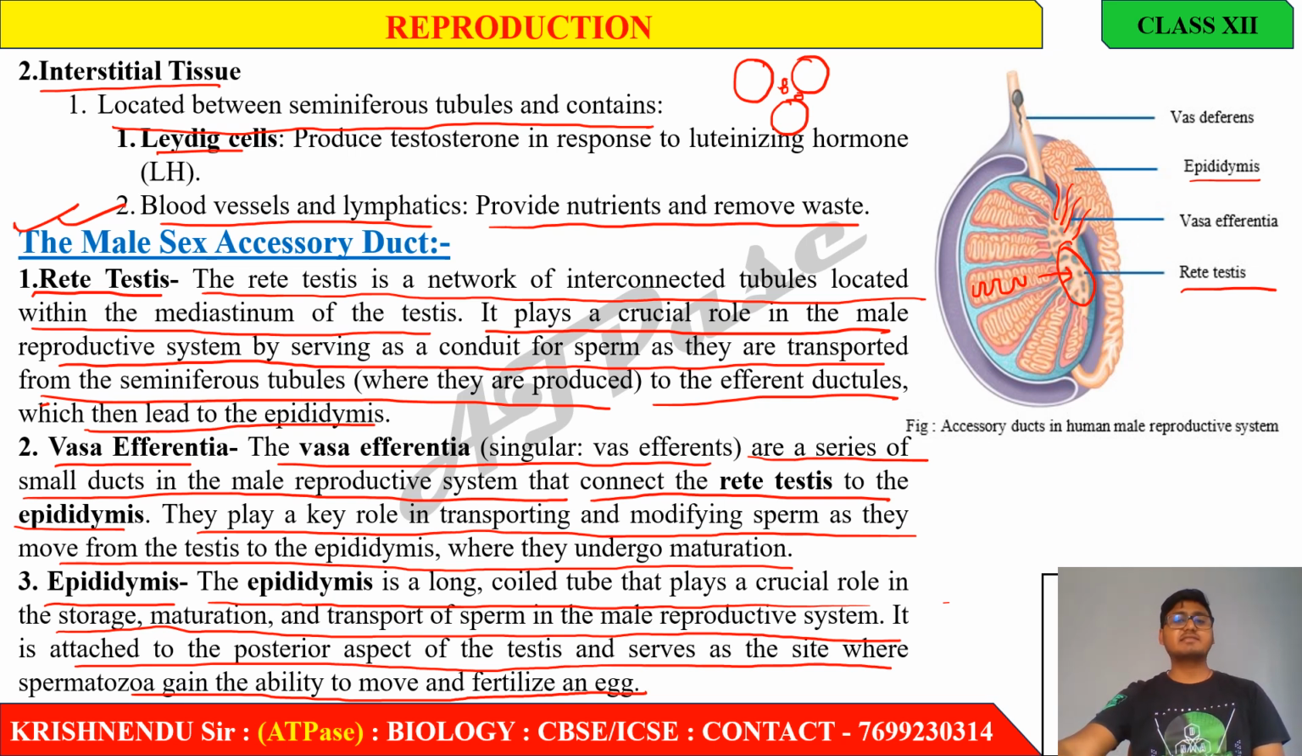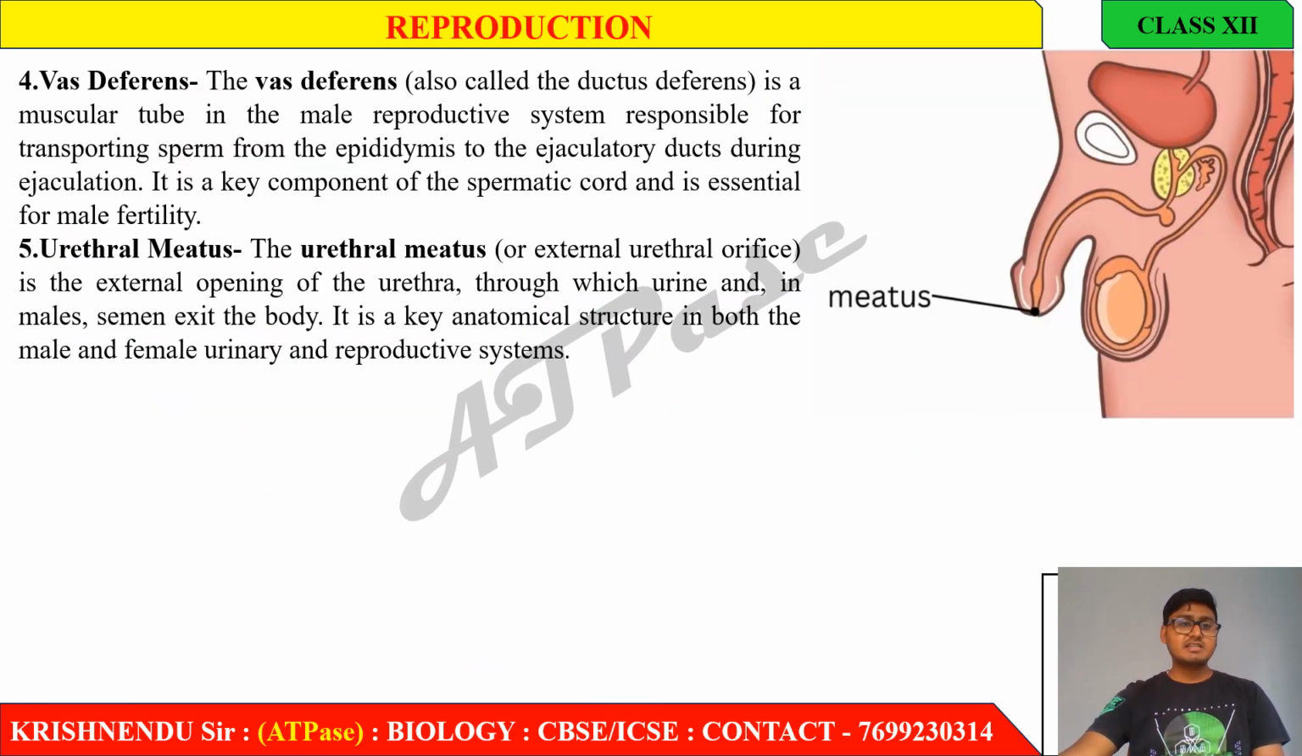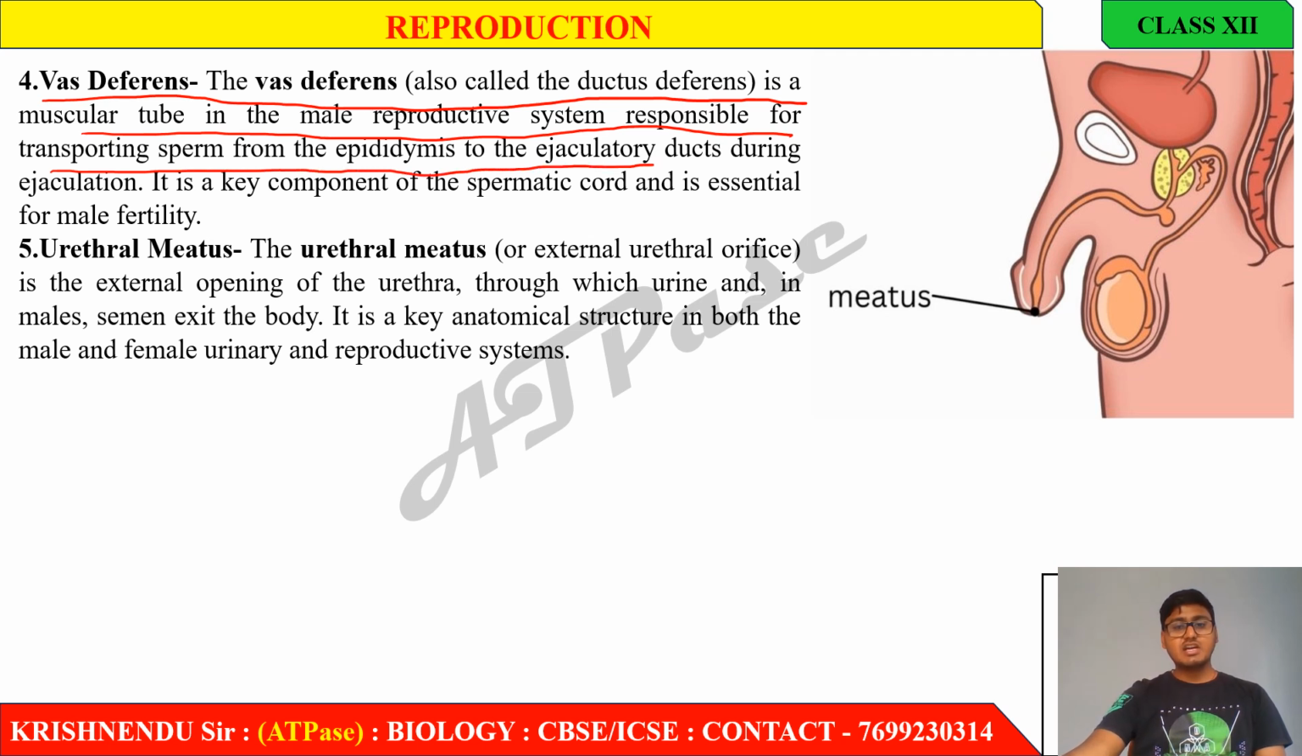The next accessory duct is the vas deferens. Let's move to the next slide. This is the vas deferens. The vas deferens, also called the ductus deferens, is a muscular tube in the male reproductive system responsible for transporting sperm from the epididymis to the ejaculatory duct during ejaculation. This is known as the vas deferens.